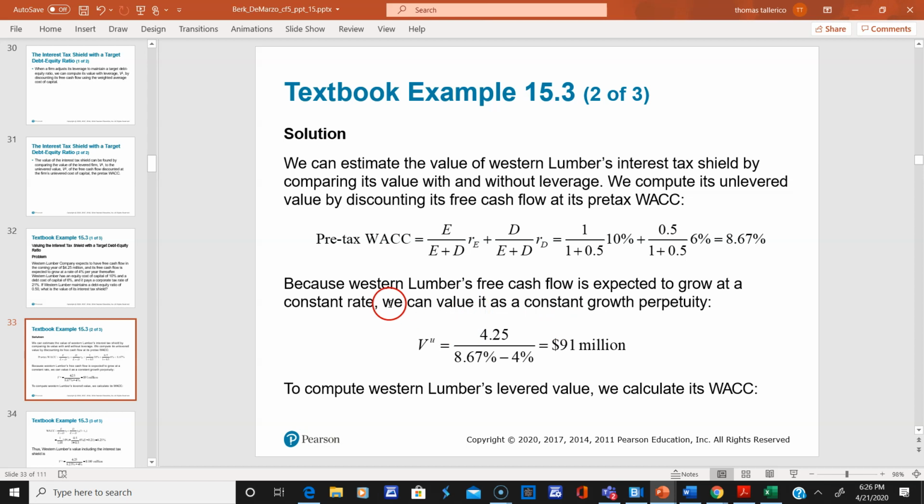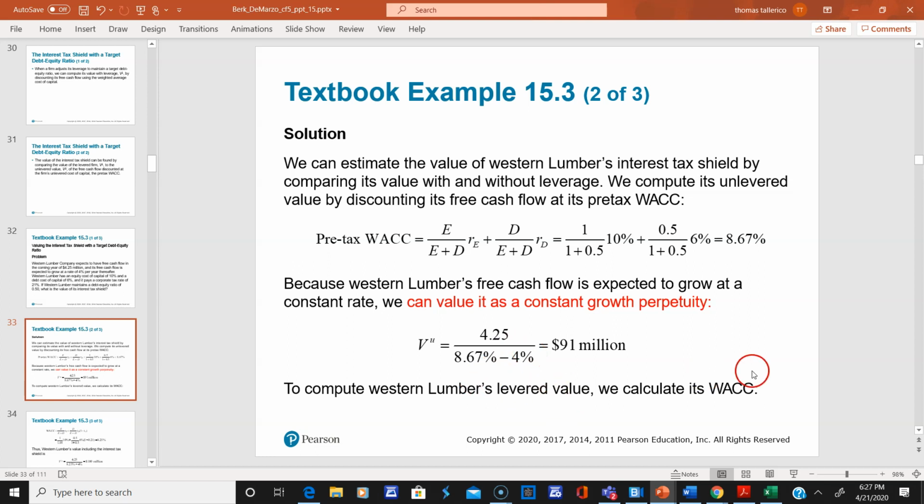So this goes on forever, and it's at a constant rate, it's a constant growth perpetuity. You notice that? It's a constant growth perpetuity here. Everyone see that? So now we're doing the unlevered first. The unlevered value of the firm, unlevered, there was no interest on debt or anything. Here's the constant cash flows, here's the 8.67 we calculated, and here's the 4% growth.